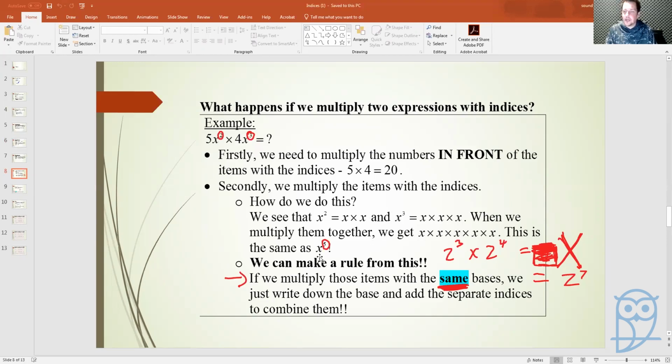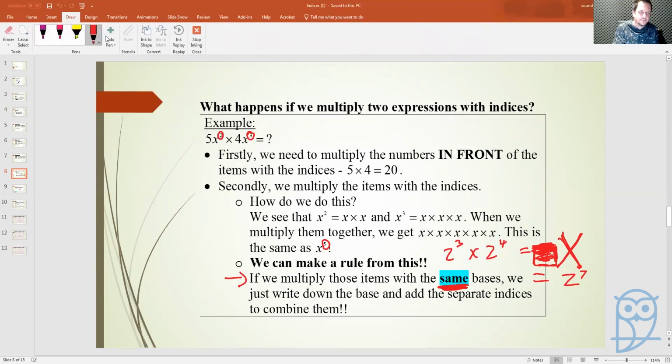And we see that we can make a rule from this: if you're multiplying items with the same base, note we've got an x and an x, both are the same, then we can just write down the base and add the indices to combine them. Therefore, the final answer of this would actually be 20x to the 5.